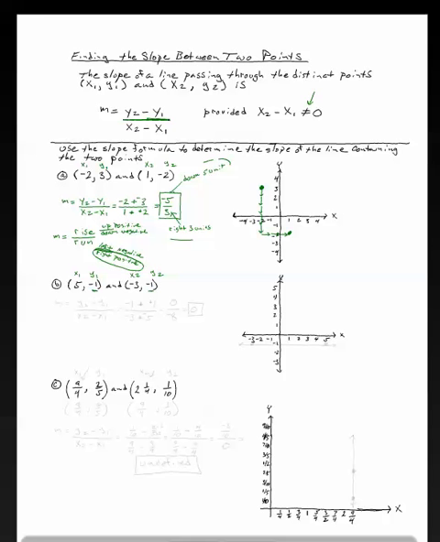But let's go ahead and use the formula just to confirm that. M equals y2 minus y1 over x2 minus x1.